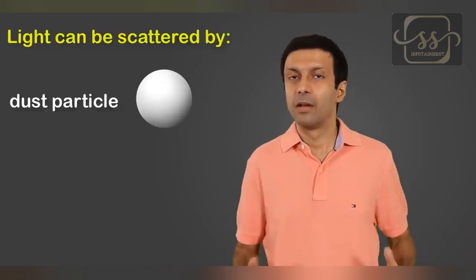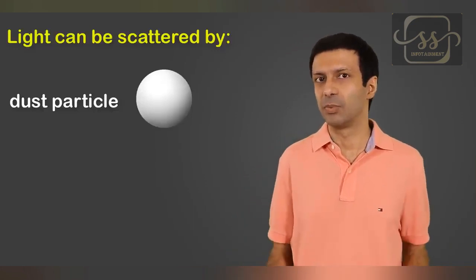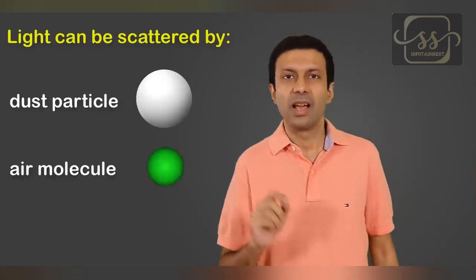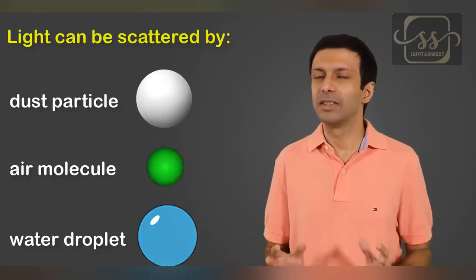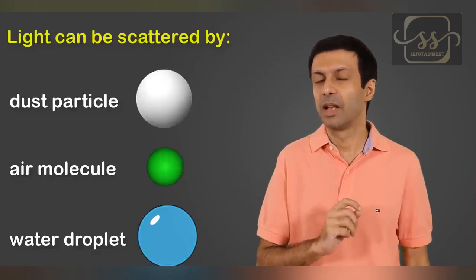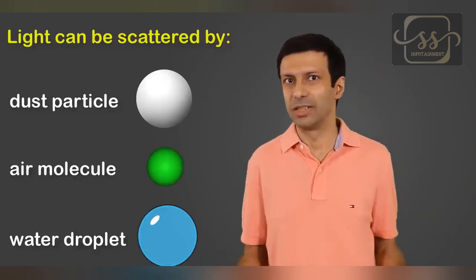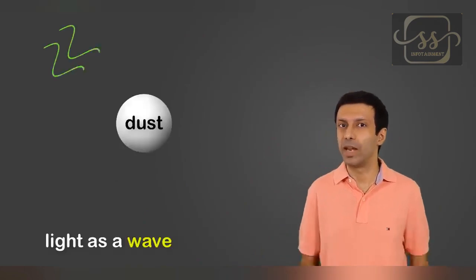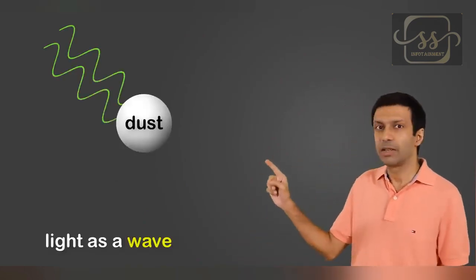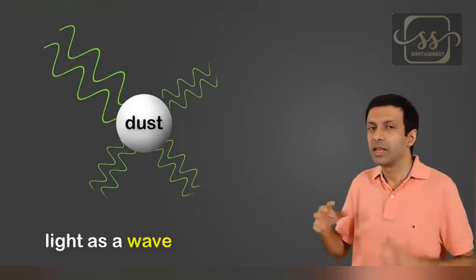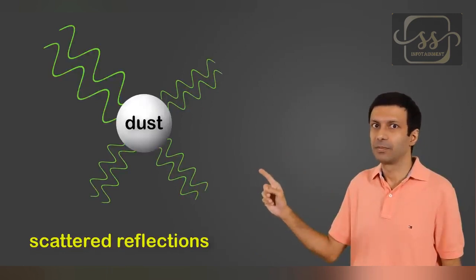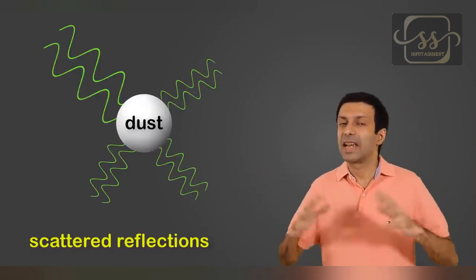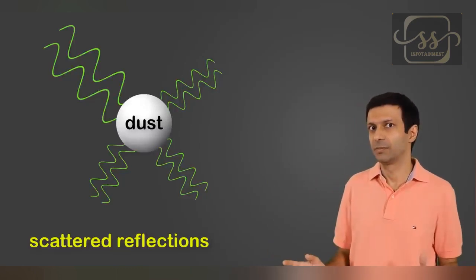As we discussed, light is scattered by dust. But light can be scattered by other particles as well, such as air molecules and water droplets. Now let's take a closer look at how these particles are scattering the light. Well, it depends on which theory of light you're considering. If we consider light as a wave, then we can say that these particles are reflecting the light waves in different directions. So it's like scattered reflections, and we say that the particles are scattering the light in random directions.